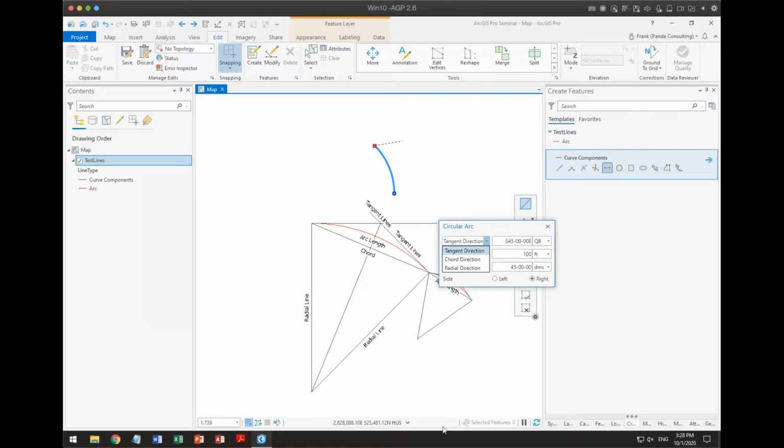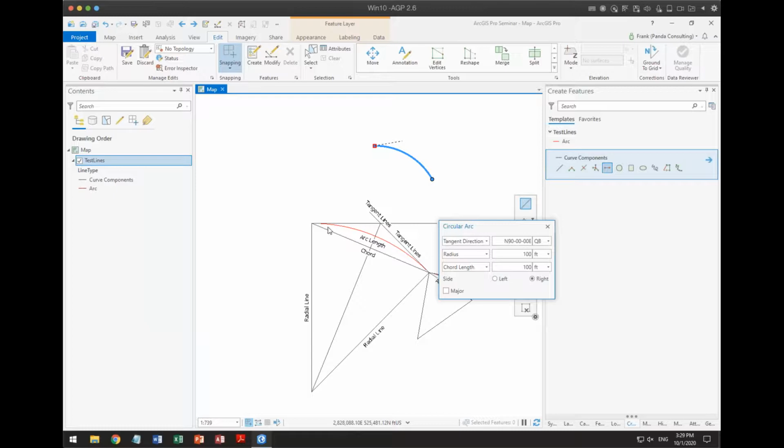All right, so in this case, let's just say tangency is, let's do 90 here. All right, and 100 center angle. Let's put a chord distance in here. Let's make this 100 feet. And then the only other question is, is the curve going to the left side or to the right side? What does that really mean?